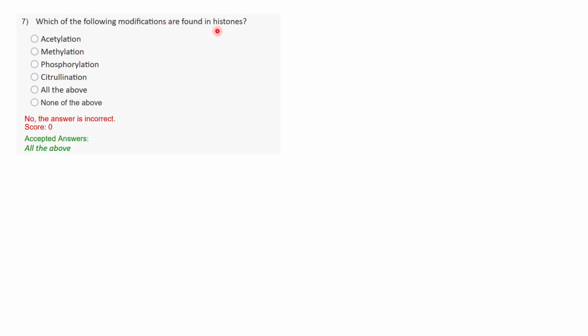Which of the following modifications are found in histone? This we already discussed at the start of the lecture. Acetylation is there, methylation is there, phosphorylation is there, citrullination is there. So all of the above is the correct answer.